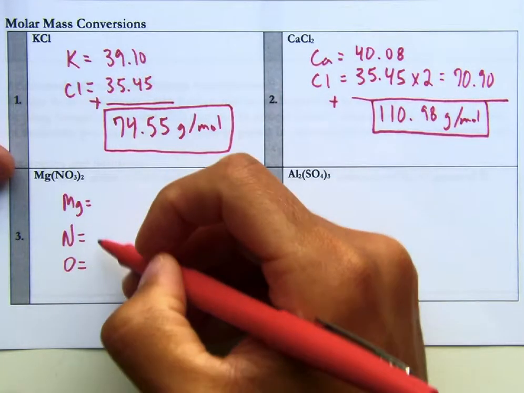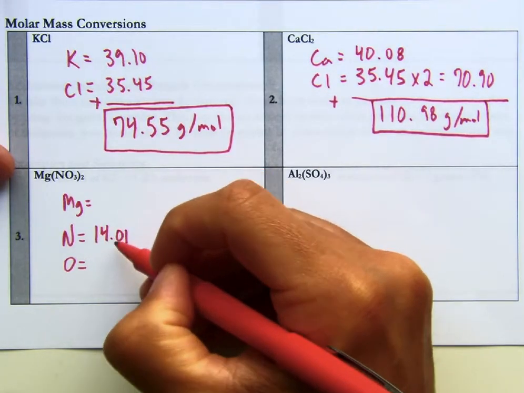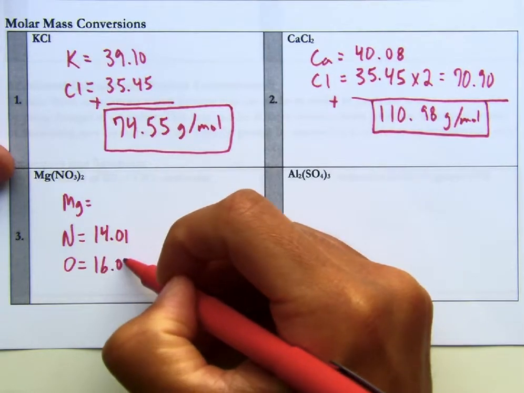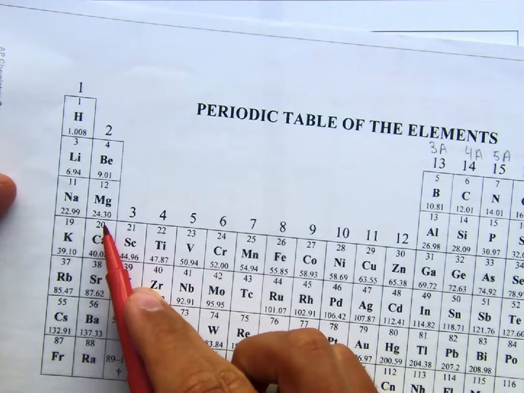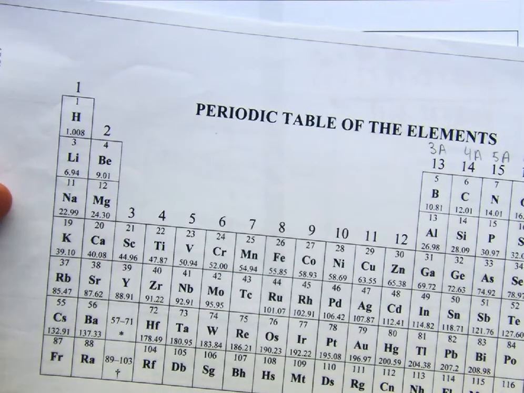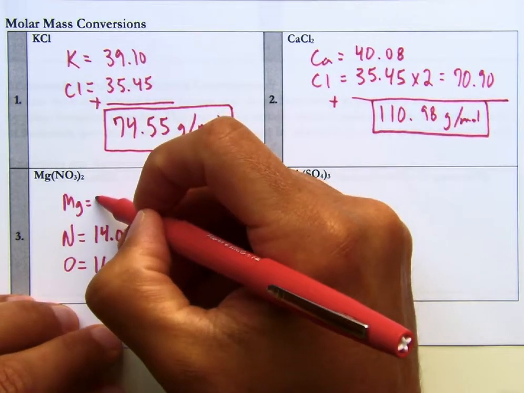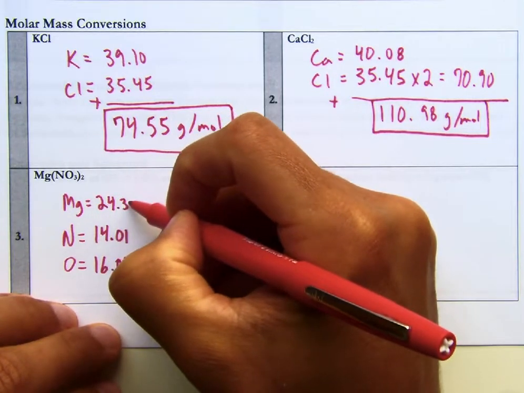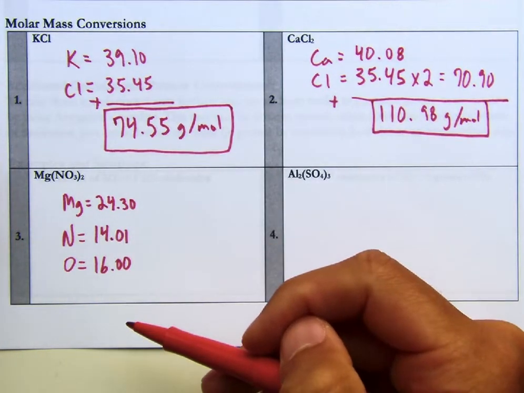We had N in a previous problem. It's 14.01. Oxygen is 16. And magnesium is right here next to sodium. It's 24.3. You might see it as 24.31, depending on your periodic table. I'll just use what I have on mine, 24.3. So these are the three elements we have.